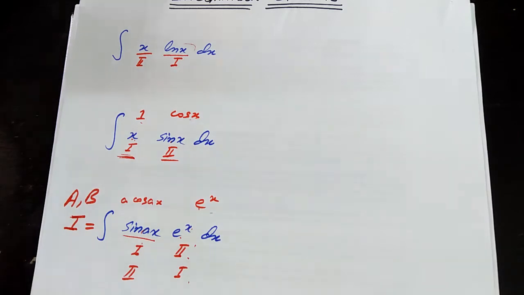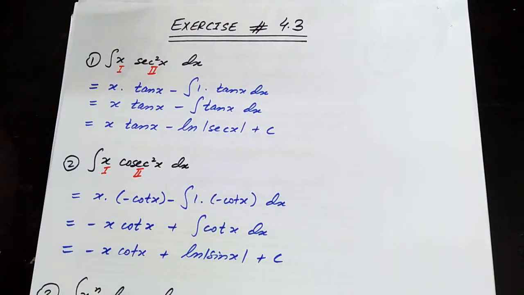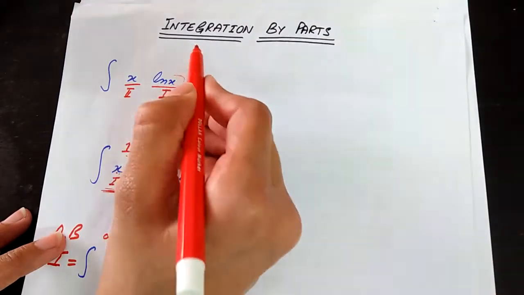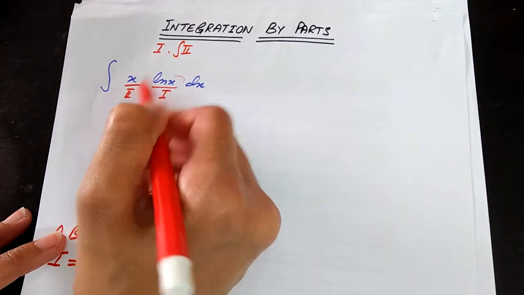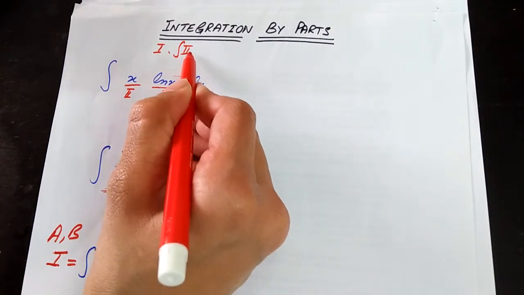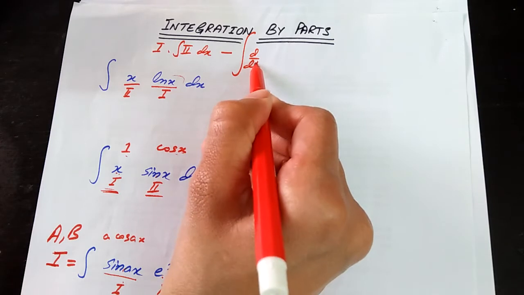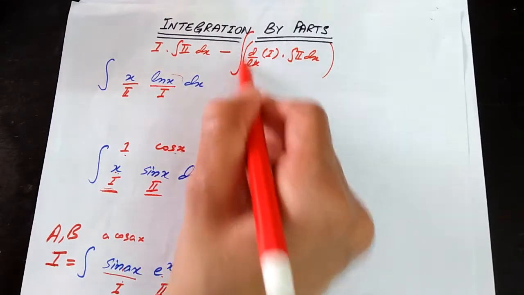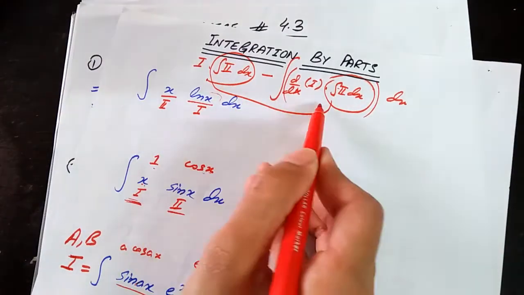We will follow these three rules in exercise 4.3. So starting from exercise 4.3, question number 1. Before starting, what is the formula that you will use in integration by parts? In integration by parts you will write the first function multiplied by the integration of the second function, minus the integral sign, the derivative of the first function into the integral of the second function, and this whole thing dx.